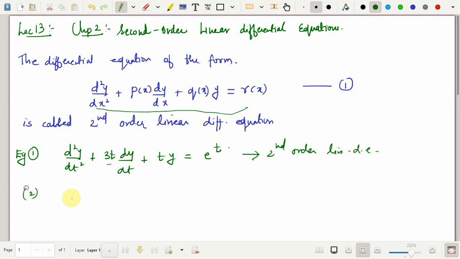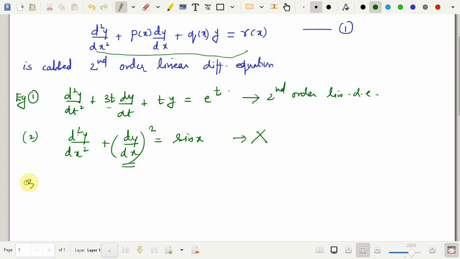Now, let me take some more examples. d2y by dx2 plus dy by dx the whole square is equal to say sin x. Is this a second order linear differential equation? This is second order because the highest order present is 2. So, it is a second order differential equation, but it is not linear because dy by dx is not present as a linear coefficient, it is present with degree 2. So, this is not a second order linear differential equation.